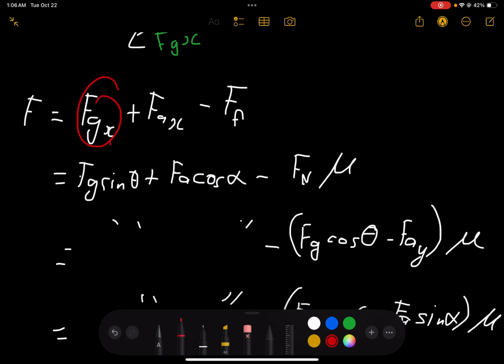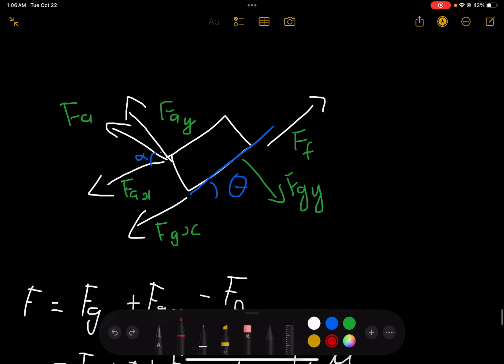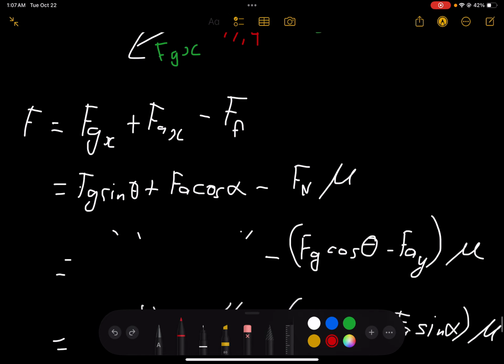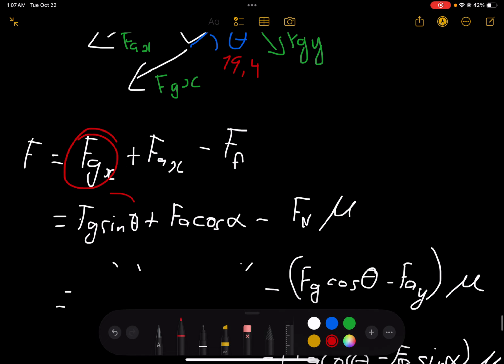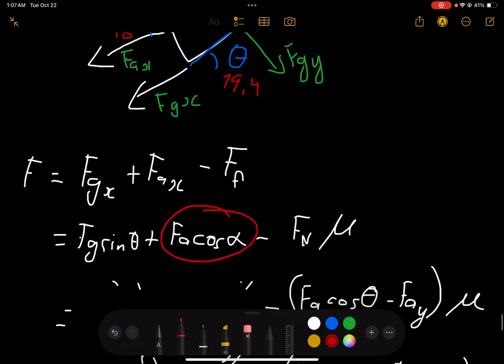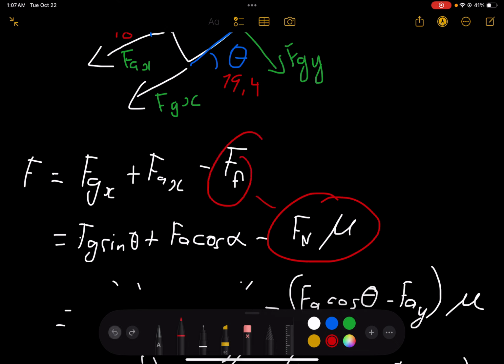So Fgx just turns into Fg sine theta. Again, theta being here 19.4, and here it's being 18 degrees for alpha, okay? So alpha is 18 degrees, but yeah. Fgx, the x component, is just Fg sine theta. Fax, this part, is just Fa cos alpha, and then minus the force normal times mu, because that's force friction, okay?